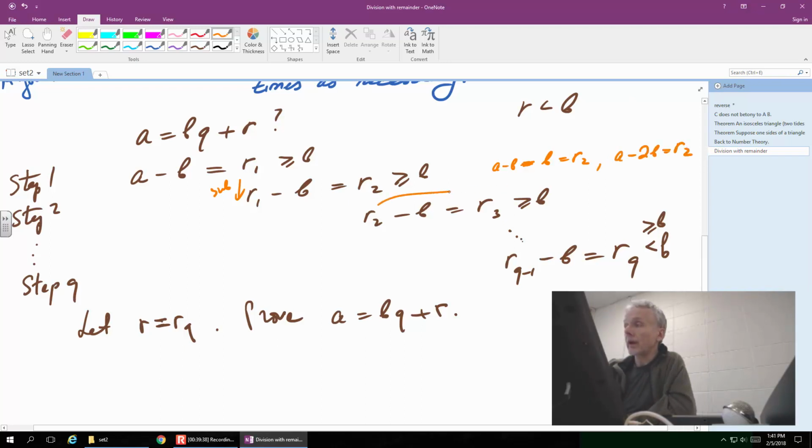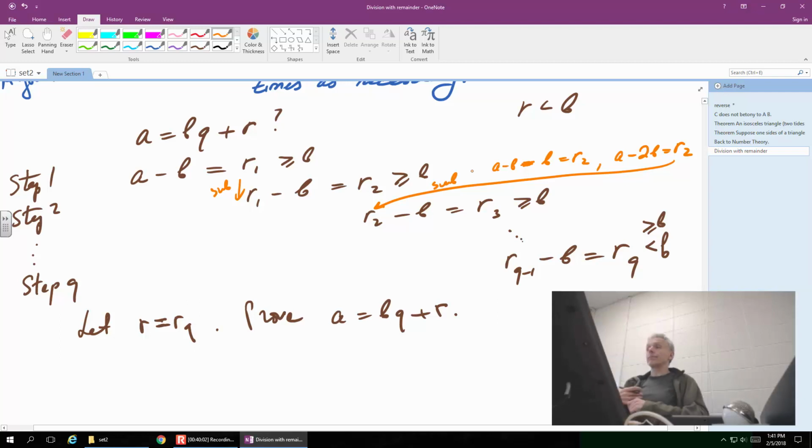And then I take that R2 and substitute it once again. So what is the result? Another substitution. I have my arrow in the wrong direction again, sorry about that. I take R2 and substitute it here. R2 is equal to A minus 2B, substitute, what do I get? A subtraction of one more B, so it'd be A minus 3B. That's right, A minus 3B is equal to R3.